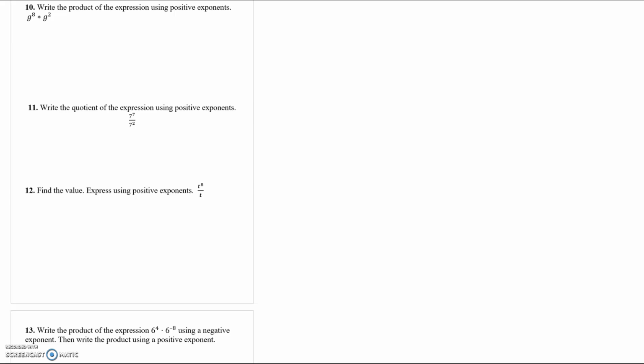Hello. Now we are on questions 10 through 13 of the chapter 4 review. Question 10. Write the product of the expression using positive exponents. So product tells us we're doing multiplication. When we see multiplication, we need to remember that tells us we're going to add the exponents. So we're adding those exponents together.